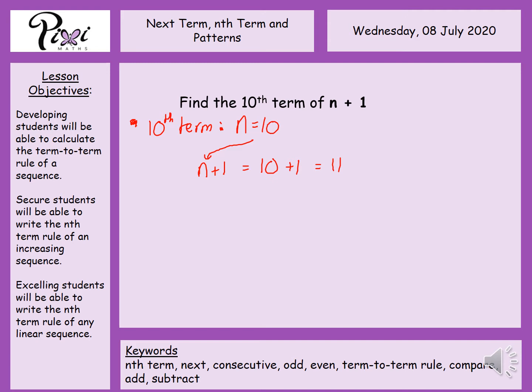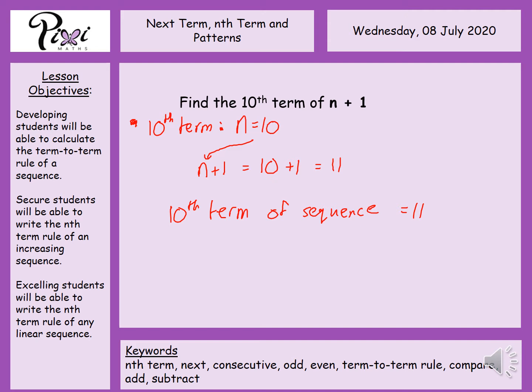So the 10th term of the sequence equals 11. And you can see that's much faster than what we were doing yesterday, having to work out the first, the second, the third, all the way up to the 10th. It'd take a long time. So just being able to predict any specific term of a sequence is a really useful method.